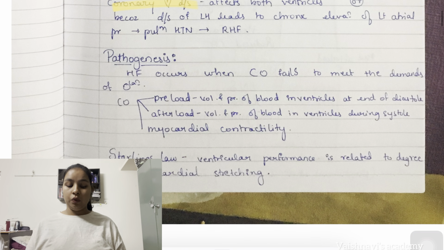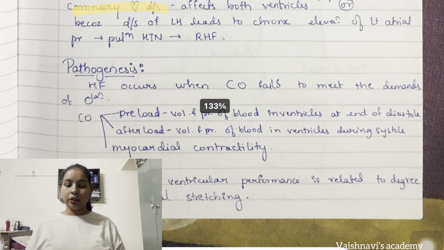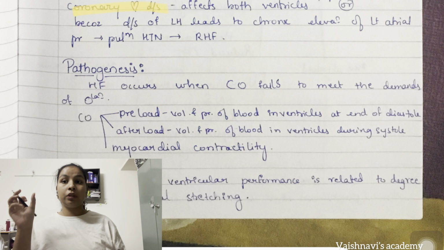Cool. Now let us understand what is the pathogenesis of heart failure. Here, heart failure occurs when the cardiac output falls, okay, or it fails to meet the demands of circulation. So in circulation, I'll tell you three terminologies, that is preload, afterload and myocardial contractility. What is preload? Preload is the volume and pressure of blood in ventricles at the end of diastole. It is pressure at the end of diastole.